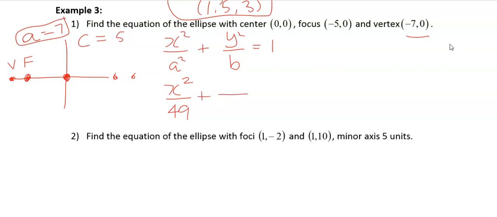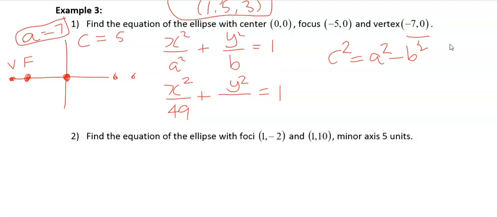Plus, and then you've got y squared over... over what? You don't know your b, do you? Well, that means we've got to do a little calculation. Remember now that c squared equals a squared minus b squared. If you wanted to, you could rearrange this equation to get the b squared by itself.